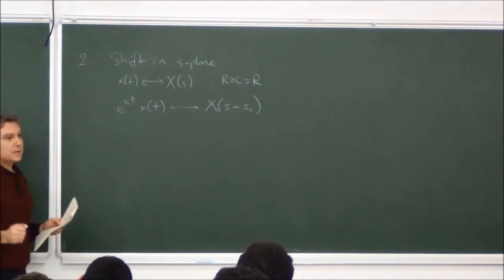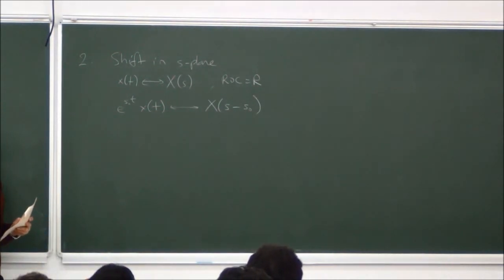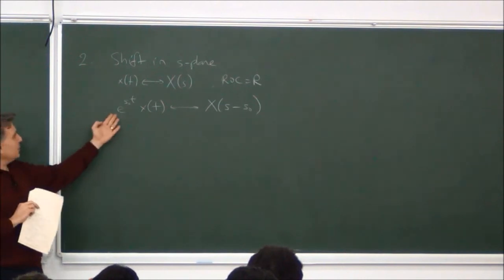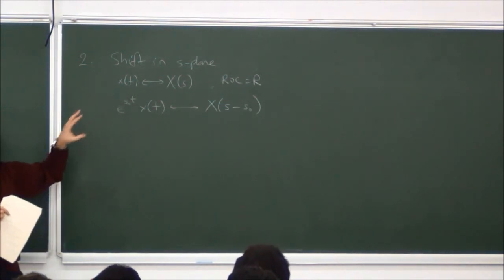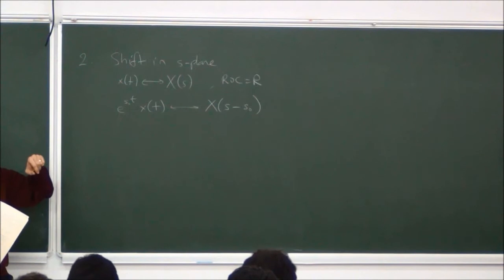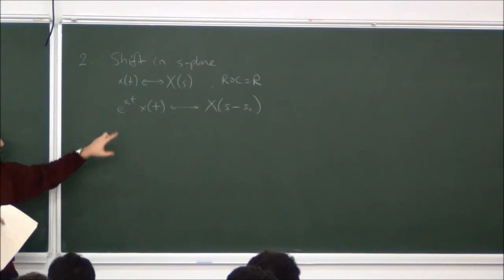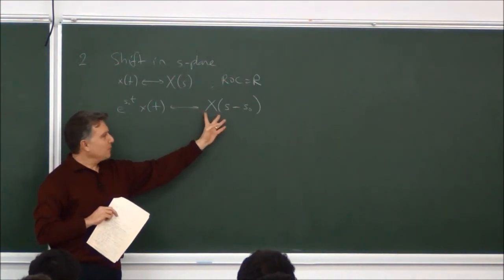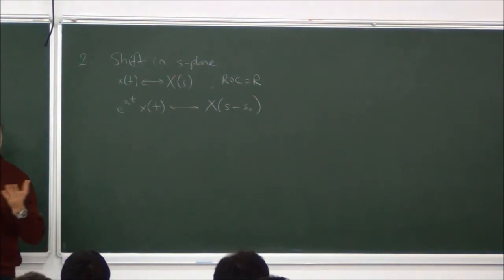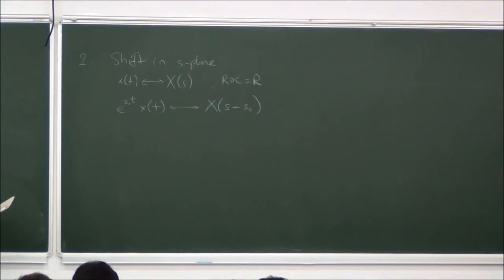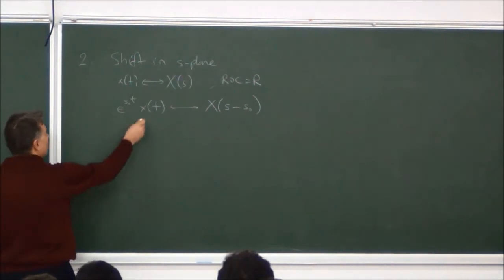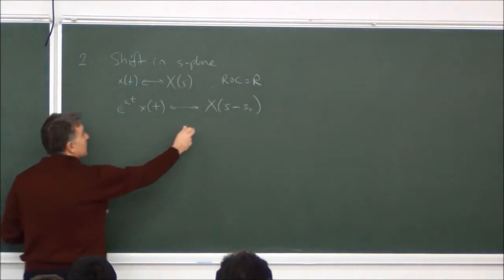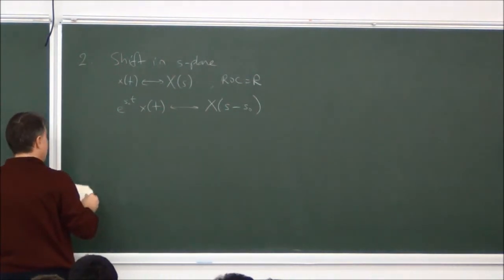this Laplace transform. In the Fourier domain, it was e to the j omega 0 t. When you multiply something with e to the j omega 0 t, which is a sinusoid, it corresponds to a shifted Fourier transform. Omega will be shifted, in other words. But now we also have the real part corresponding to that. What do we mean by this? What is S minus S0, for example?